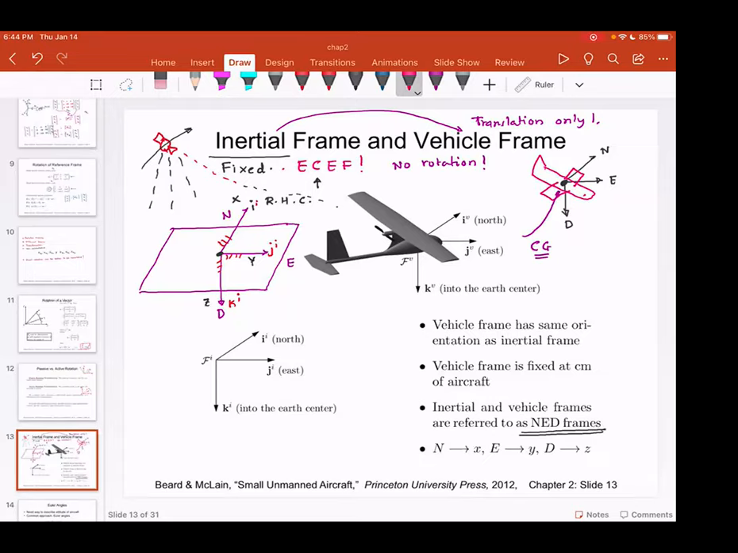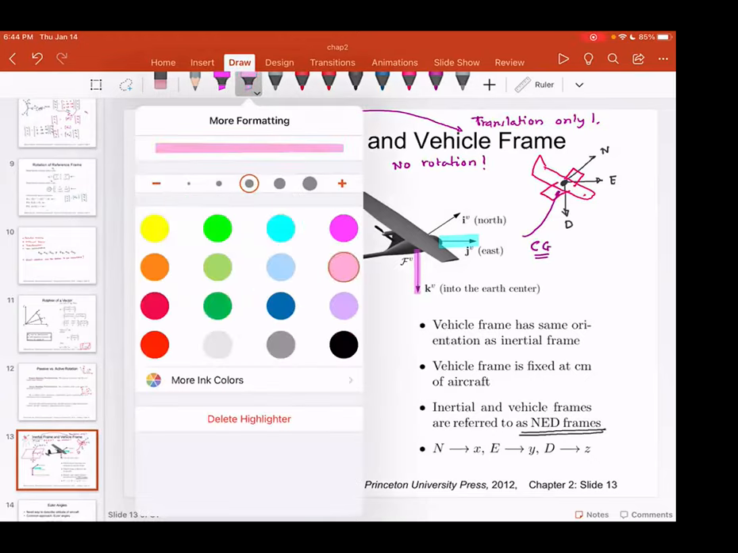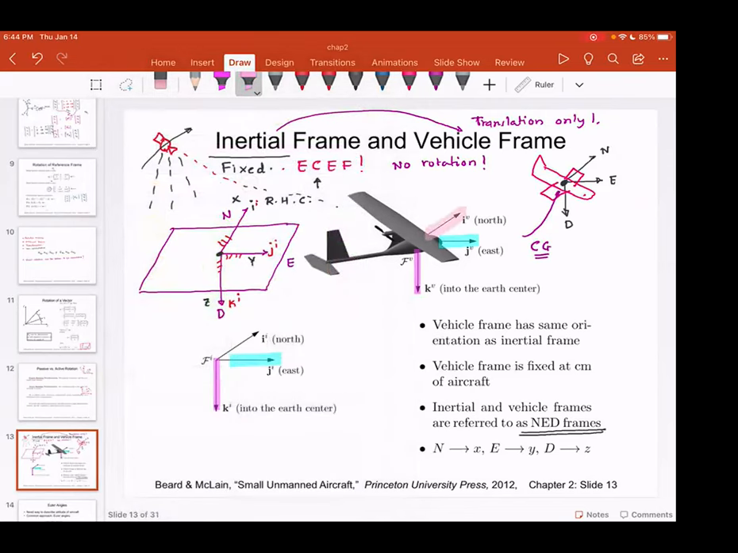So now what we are going to study is the orientation of the vehicle itself, the orientation of the aircraft itself. But the key takeaway here is that the vehicle-fixed frame is generated just by pure translation. There is no rotation, but the aircraft orientation could be anywhere.